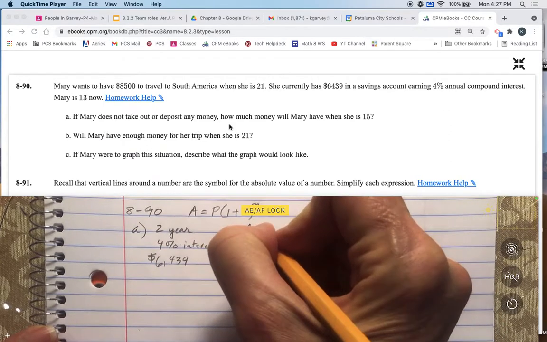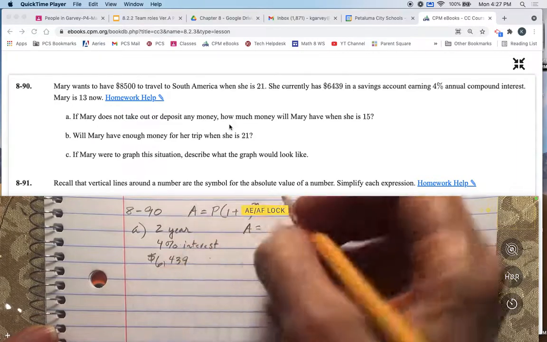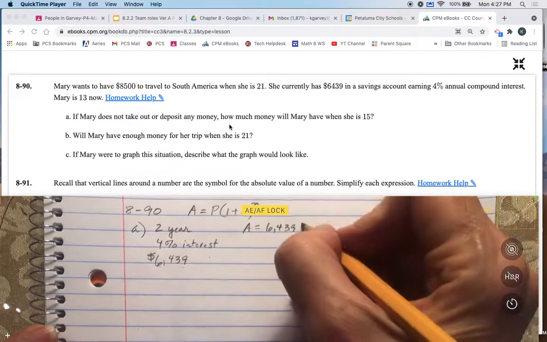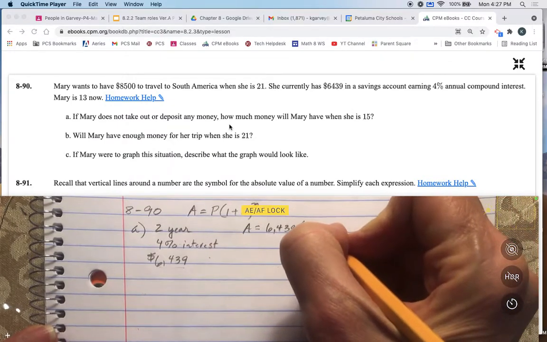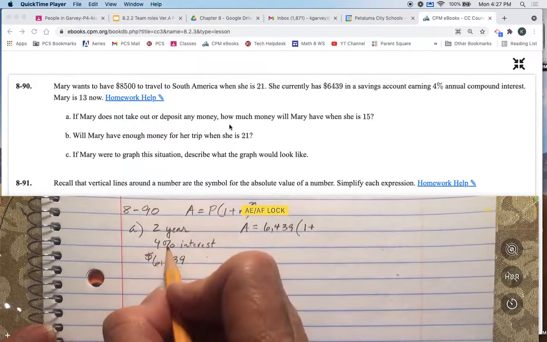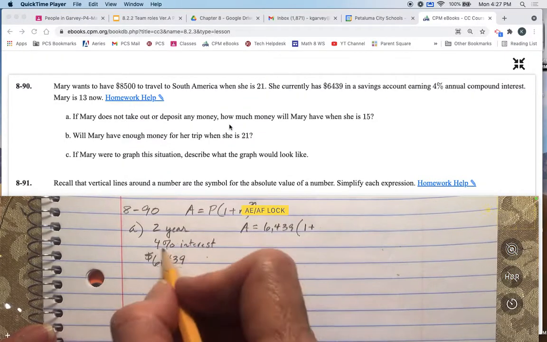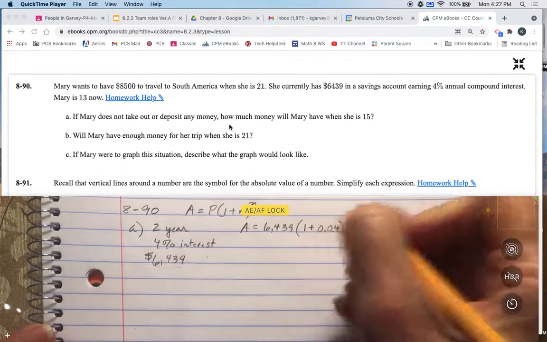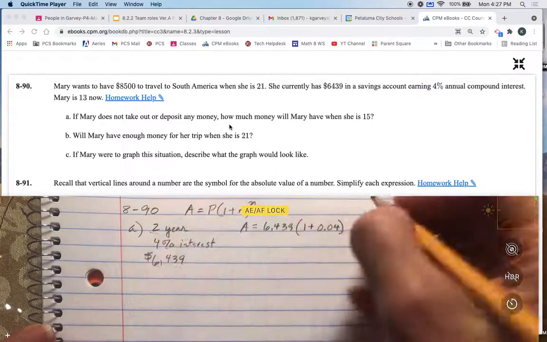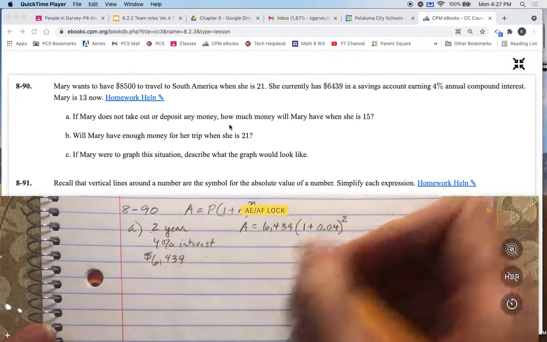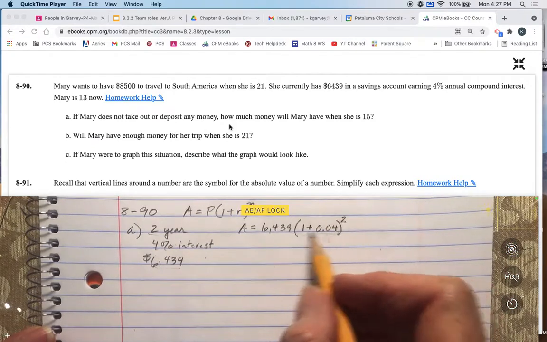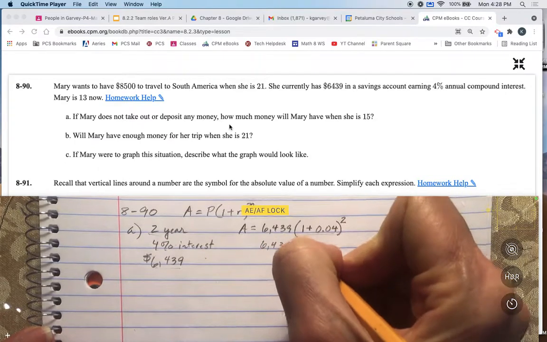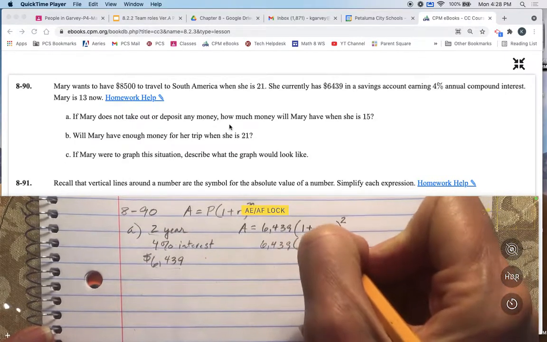So A is going to be equal to the principal, which is the starting amount, 6,439, times 1 plus the interest rate, but we need to convert that to a decimal. So 4% as a decimal would be 0.04. And then that is going to be for 2 years, so we'll put the 2 up there as the exponent. Okay, so this we can combine. So we can rewrite this as 6,439 times 1.04 to the second power.